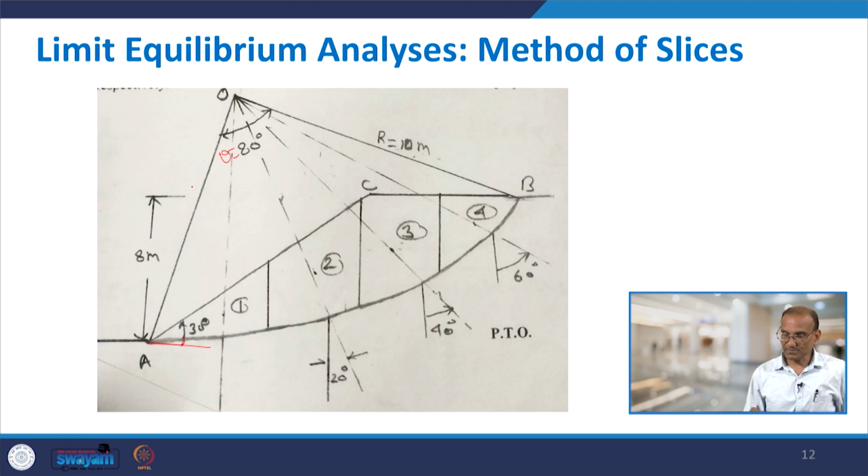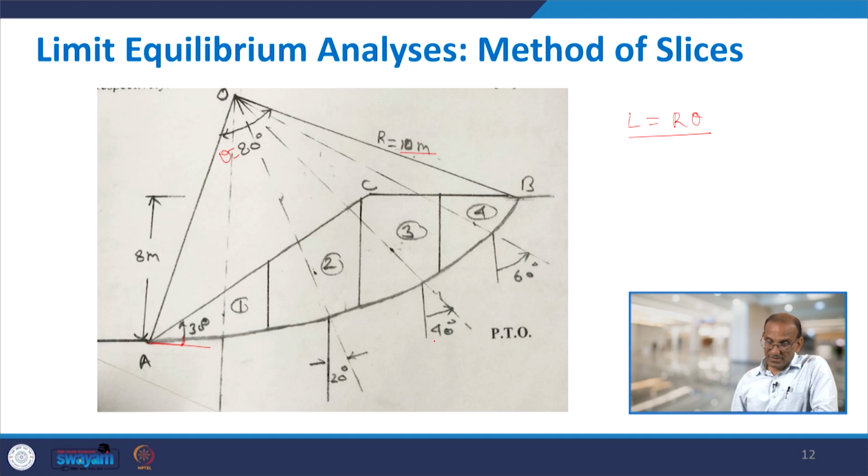8 meter is the height of the slope, these data are given, and the radius is given as 10 meter. But you will see that the radius of the slope and this angle theta are used only for the calculation of L, L equal to R theta, as we just discussed. Otherwise you will not require them, and we require the weight of each slice 1, 2, 3, 4 as well as these angles.